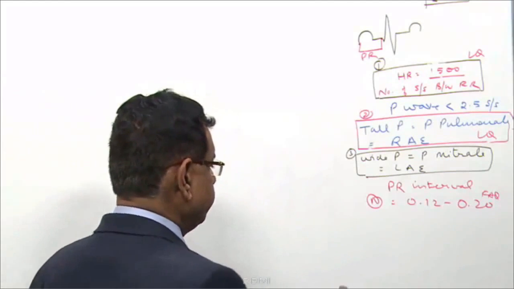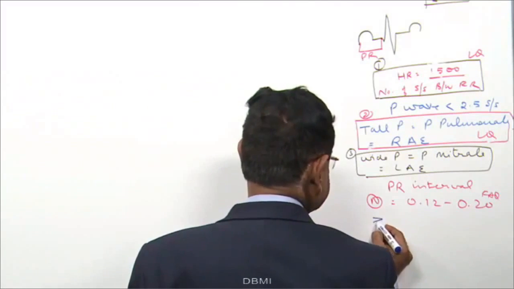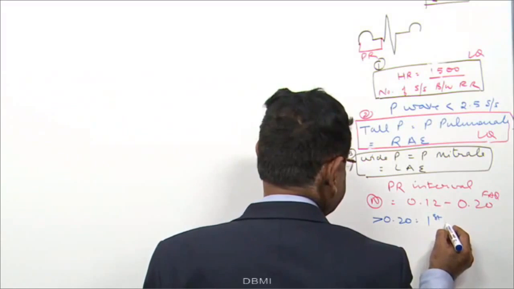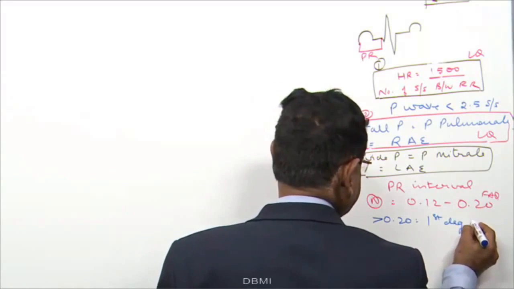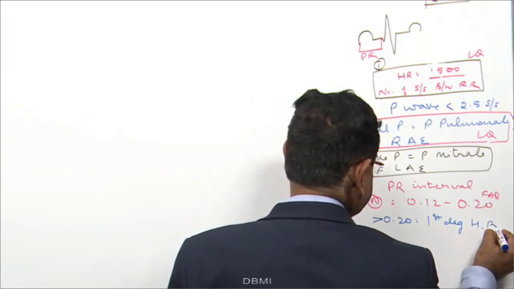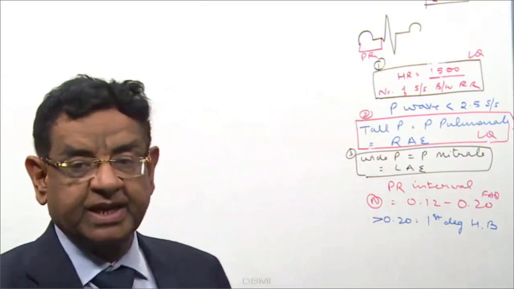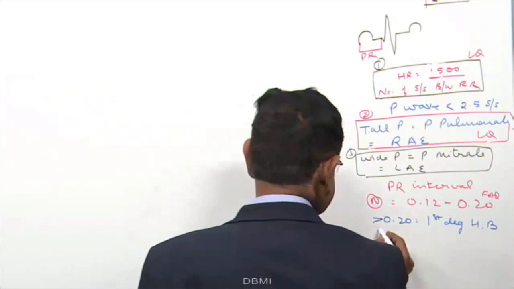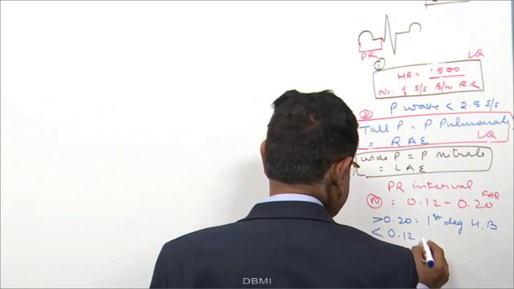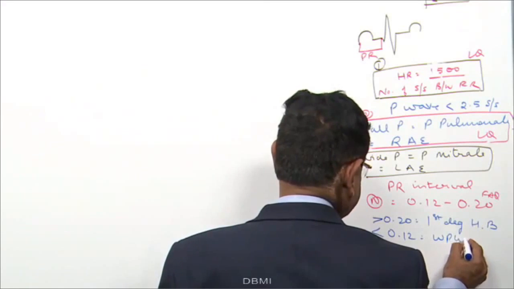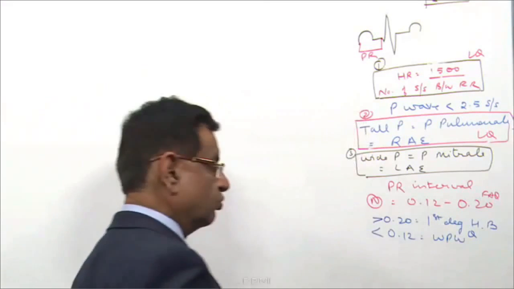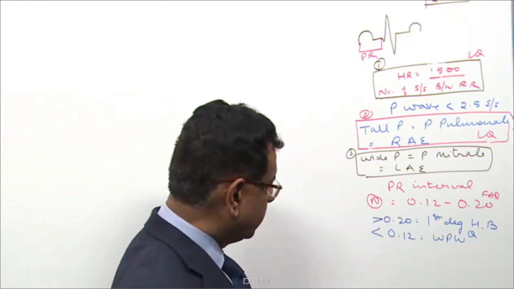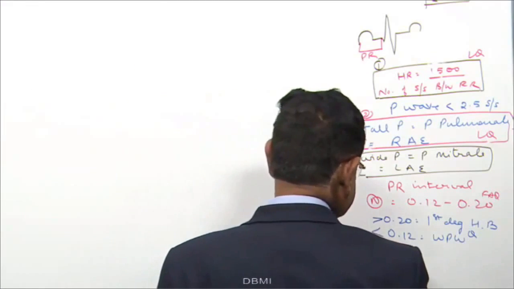And if PR is more than 0.20 second, then we call it first degree heart block. And if it is less than 0.12 second, it is WPW syndrome, a very frequently asked question throughout the world. So friends, we got 3 questions on PR interval. So this is our box number 3.